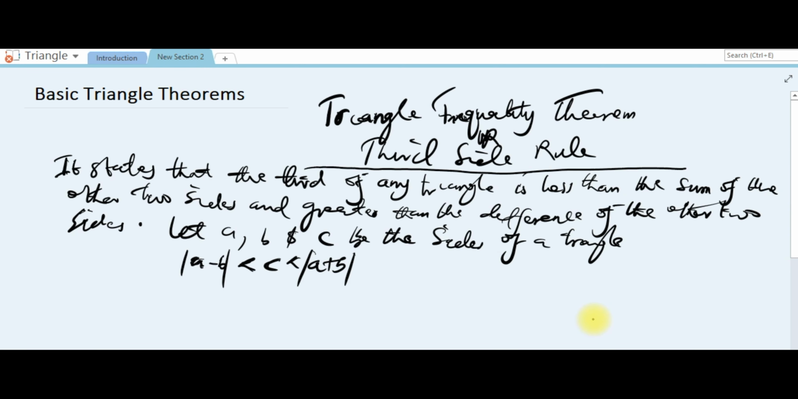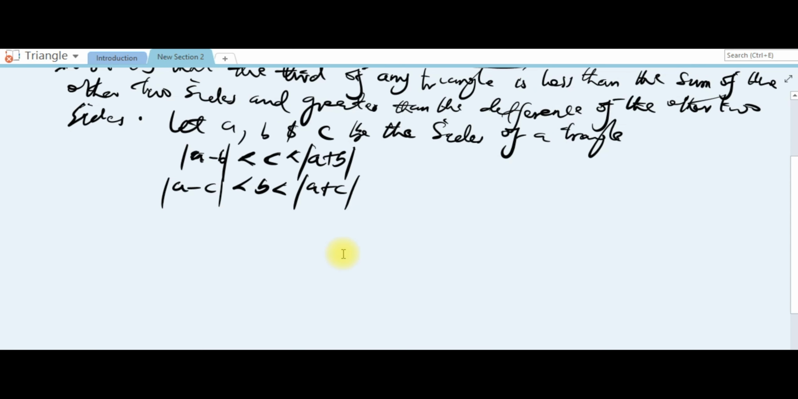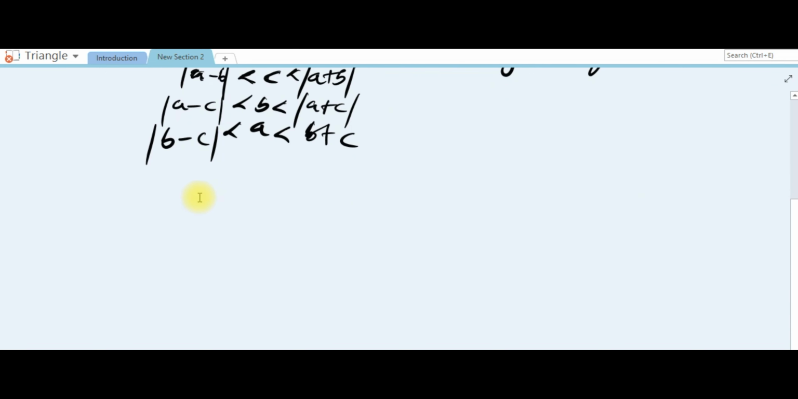Or if you take B to be the third side, here must be A plus C, and here must be A minus C. Finally, if A is the third side, it must be less than B plus C and greater than B minus C. So that's what the theorem states.